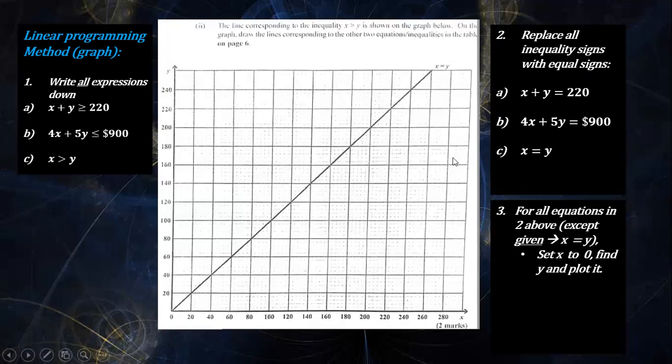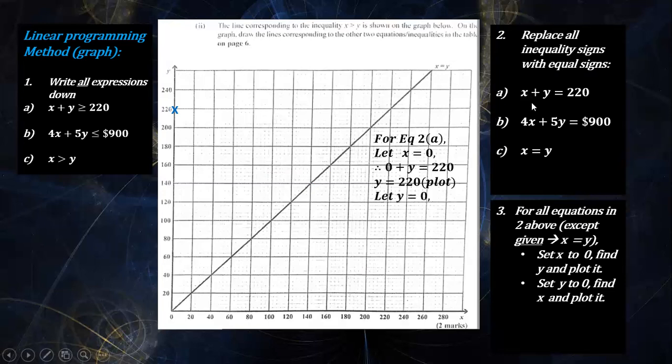So for equation 2a, we're going to let X equal 0. Therefore, 0 plus Y equals 220. Y equals 220, we're going to plot it. When X is 0, Y equals 220, plot it there. And now, we're going to set Y to 0, find X, and plot it.